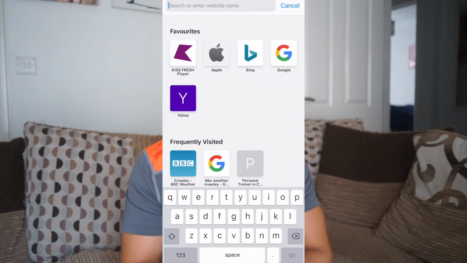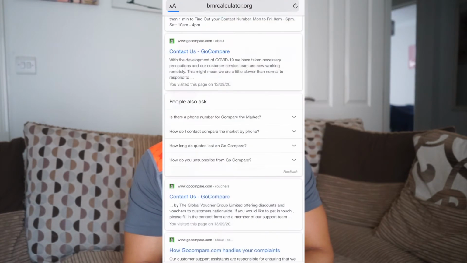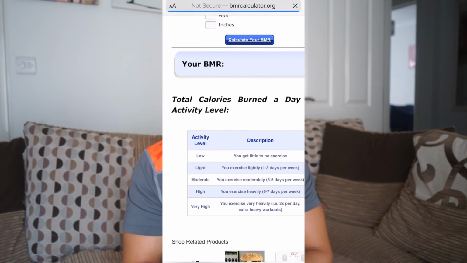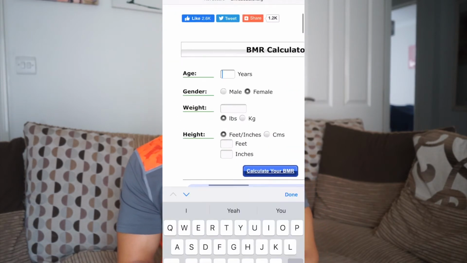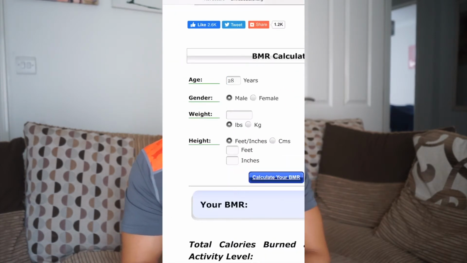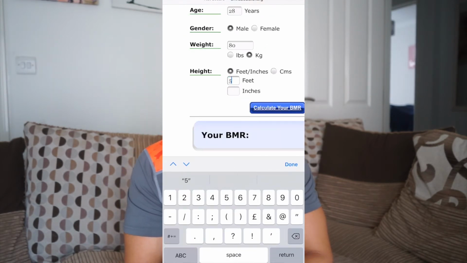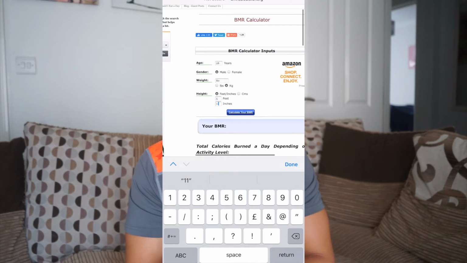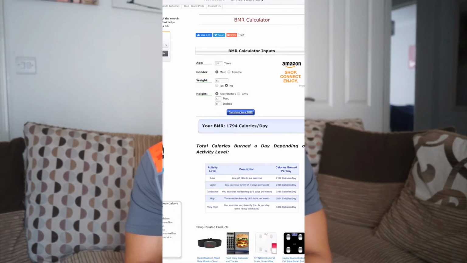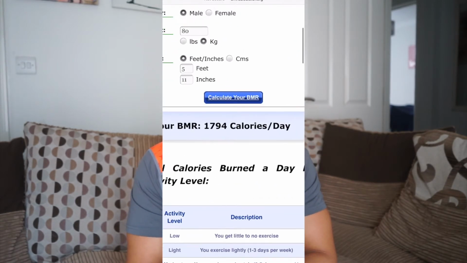Once you have those three things, then you will go onto the internet and you will punch in something that is called a BMR calculator. What a BMR calculator stands for is a basal metabolic rate calculator. So we need to see how many calories you're more likely to burn if you were to stay in bed all day. There's lots of different calculators out there, but just pick the one that you can find that's easy to use.